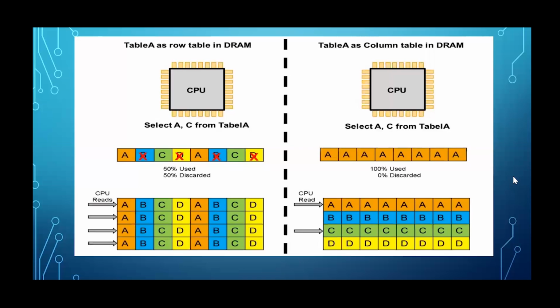Now, what will be your answer for my question? What kind of conversion will happen? Row to column or column to row? Row to column based. You got clear with the concept, right? Fine. So this is very, very important.